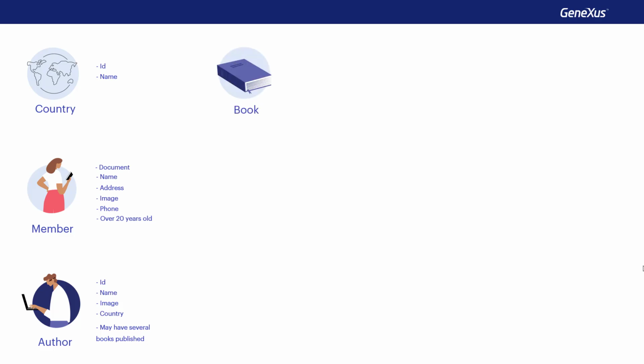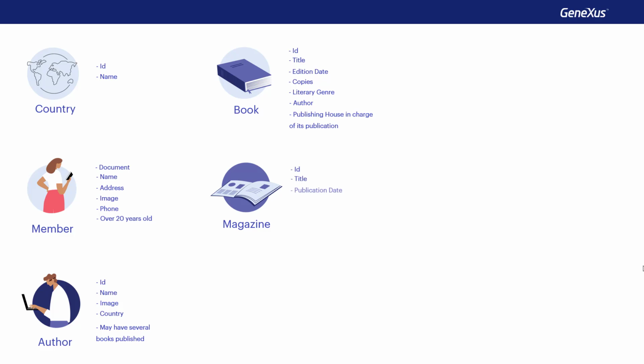Book. Each book is registered with a unique identifier, title, date of publication, and number of copies available in the library. It can be a novel, an essay, a poetry book, and so on. Therefore, a book belongs to a literary genre. In addition, a book has an author and a publishing house in charge of its publication. Magazine. Each magazine is registered with a unique identifier, title, date of publication, cover image, and the number of copies available.